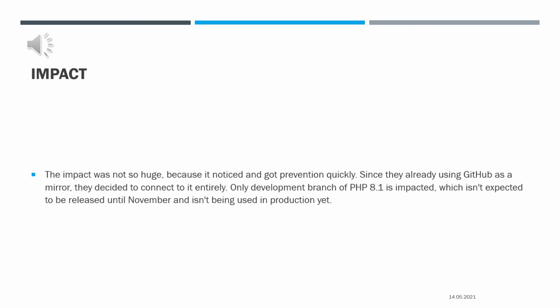Unlike the recent SolarWinds breach or other supply chain attacks, in which backdoors were embedded in the stable releases of software and distributed to end users. However, it caused the PHP Group, the team that maintains PHP, to reconsider how it managed its code infrastructure. The impact was not so huge because it was noticed and prevented quickly. Since they are already using GitHub as a mirror, they decided to move to it entirely. Only the development branch of PHP 8.1 was impacted.